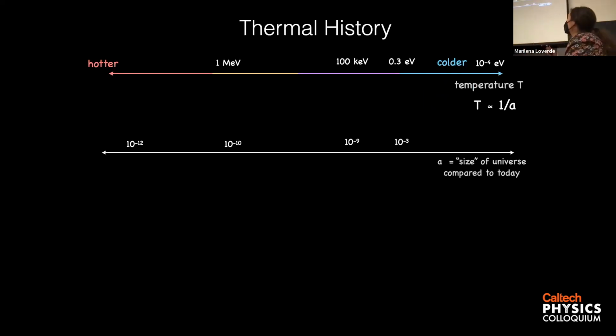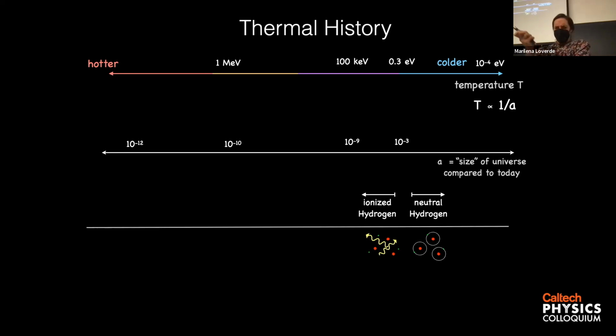Okay, here is a thermal timeline of the temperature of the universe, which decreases with time. And along with that, I've given the scale factor of the universe, which gives the relative distance between objects compared to their relative distance today. And now I'm going to put a timeline illustrating some important epochs that have happened in the history of the universe. So here we are today when things are very cold.